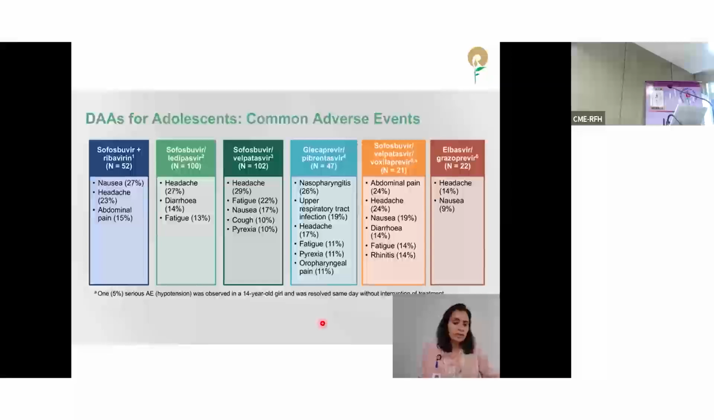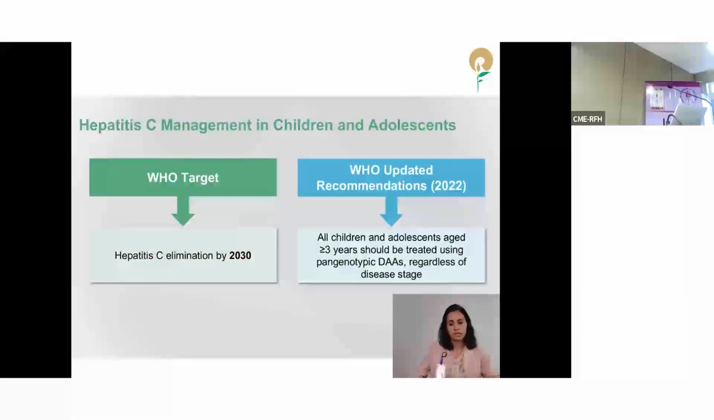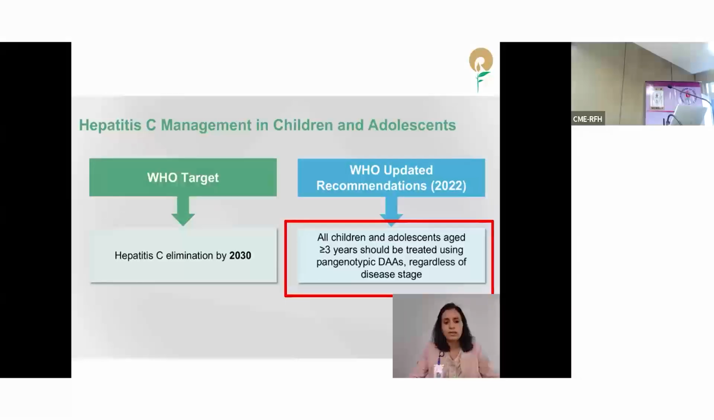Till now, there has not been a single child which we have treated and we had to stop the drug, or who has not achieved a response. So, to summarize, hepatitis C management in children and adolescents, including those with hemoglobinopathies of all kinds: all children must be aged more than 3 years and must be treated using pan-genotypic directly acting antivirals. The three names are informed, regardless of the disease state.